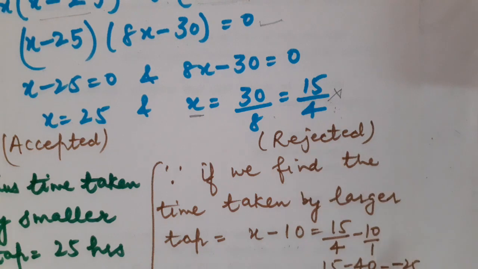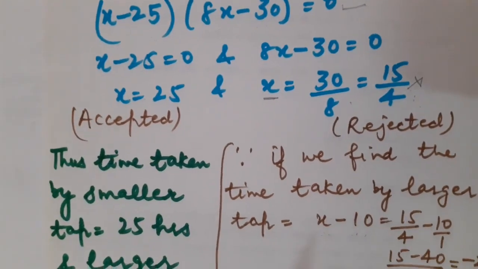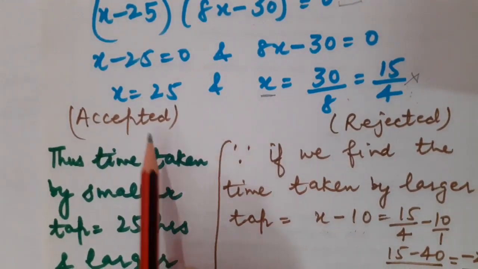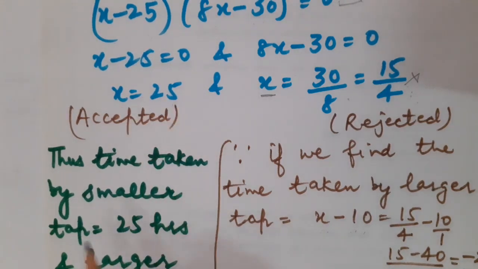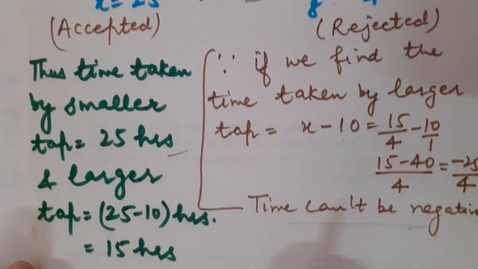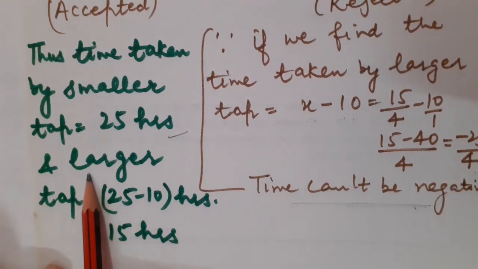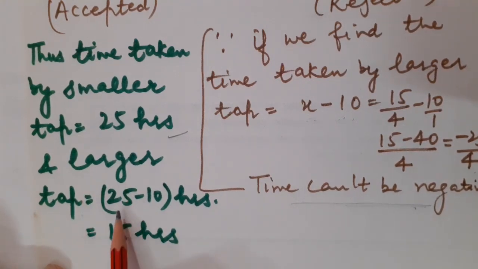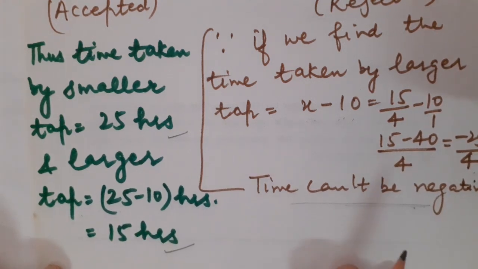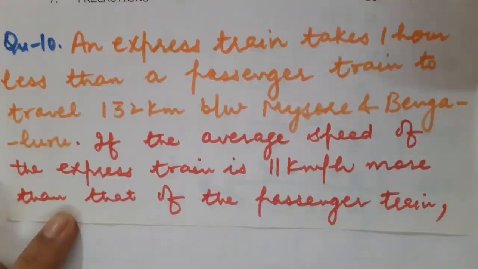Correct, children? Okay. Now, the value which we have accepted, that is x is equal to 25. Let us find the time taken by the larger tap as well. So thus, the time taken by the smaller tap is equal to 25 hours. And what else we have to find out? The time taken by the larger tap will be x minus 10 hours, that is 25 minus 10 hours, which is equal to 15 hours. Correct, children? Fine. Now, children, let us switch to the next word problem.